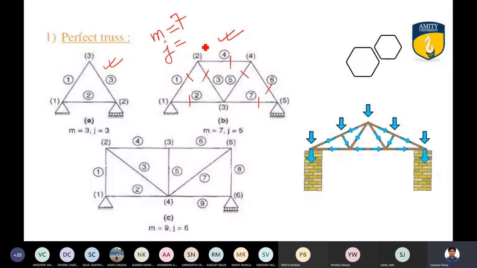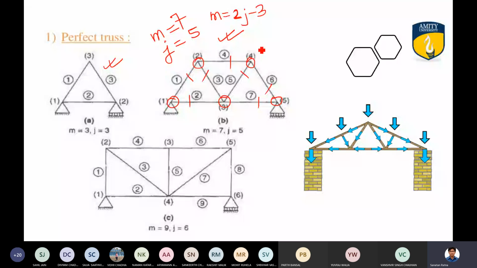Now please use the formula M is equal to 2J minus 3 and tell me what type of truss this is. M is 7, 2 into 5 minus 3, so that is 10 minus 3, which is equal to 7. So this one is your perfect truss. If everyone has done that, let us come to this case now, the lower one.